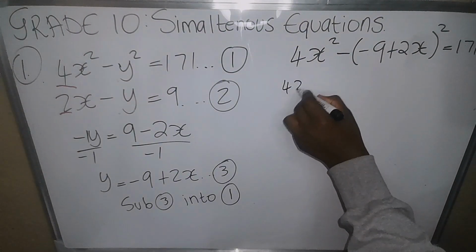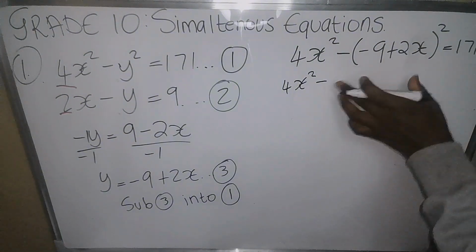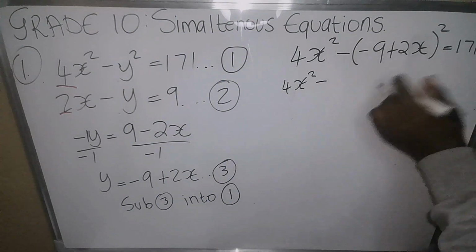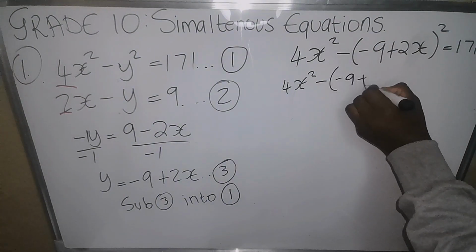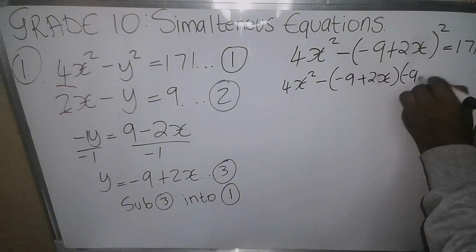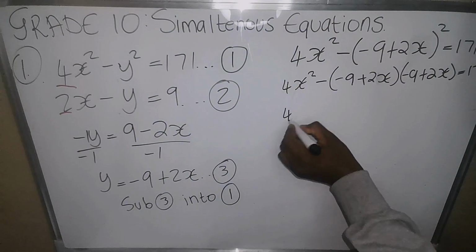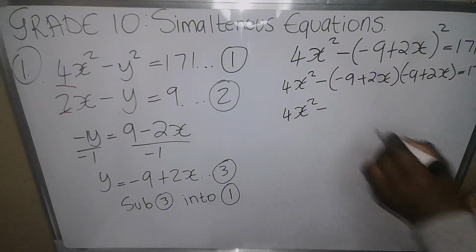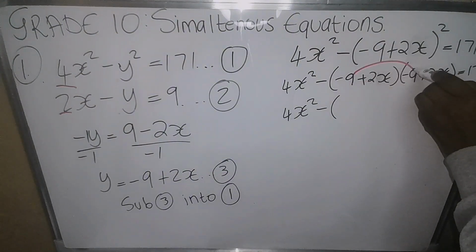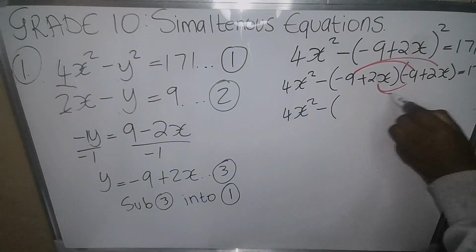Now I'm going to have 4x squared here minus the bracket. For me to remove this squared, I need to simplify out this bracket. Again, I've got two brackets of negative 9 plus 2x, negative 9 plus 2x, equal to 171. Then I'm going to break down these brackets. You open a bracket and say negative 9 times negative 9, negative 9 times positive 2x, 2x times negative 9, 2x times 2x.